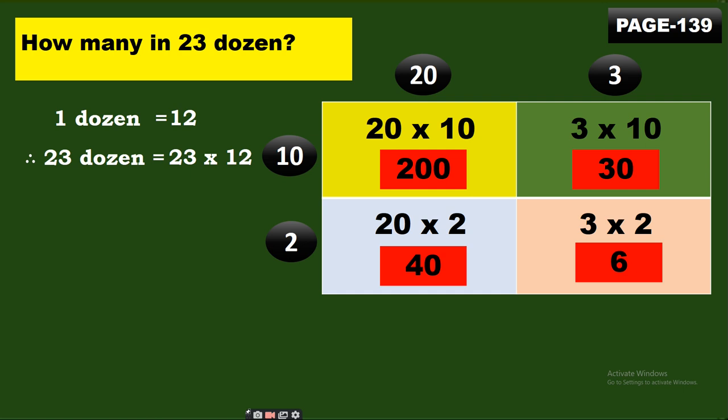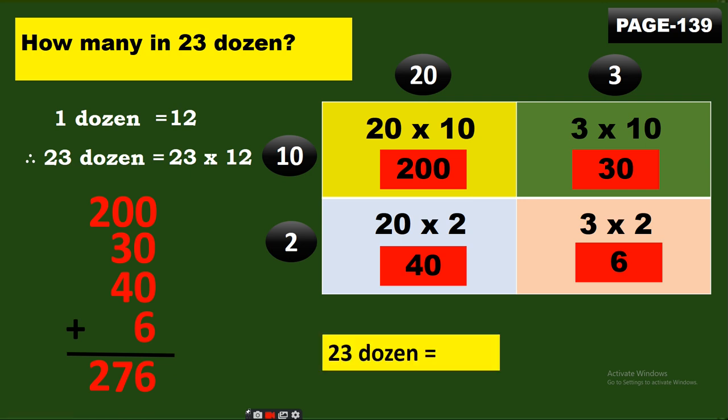अब क्या करेंगे? ये तो हमें इन मल्टीप्लिकेशन का आंसर मिला, बट हमें तो पता करना है 23 मल्टीप्लाई बाय 12, तो क्या करेंगे? तो ये जितने भी यहाँ पे हमें आंसर्स मिले हैं, उसको हम प्लस करेंगे, लाइक दिस 200 प्लस 30 प्लस 40 प्लस 6, सो 0 0 0 6, 6, 0 3 प्लस 4 7 and 2, 2, so our answer is 276.